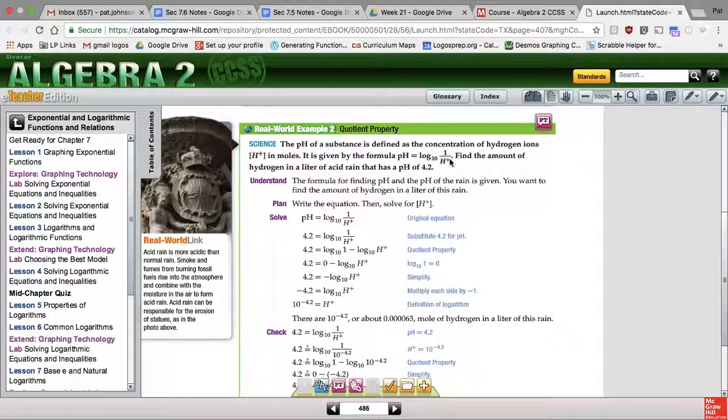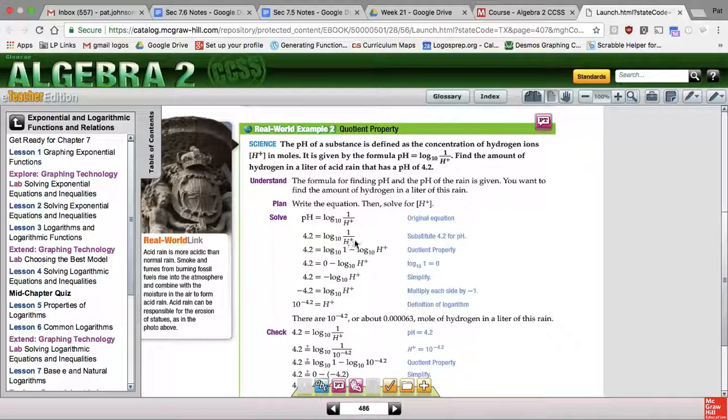This H plus, these are just symbols because there's more than one character. Think of this as just the variable H, but they use H plus to identify that it's a hydrogen ion. This is a chemistry problem. So they want to know what is the amount of hydrogen ions when the pH is 4.2. So you just put 4.2 into this. We need to solve for H plus.